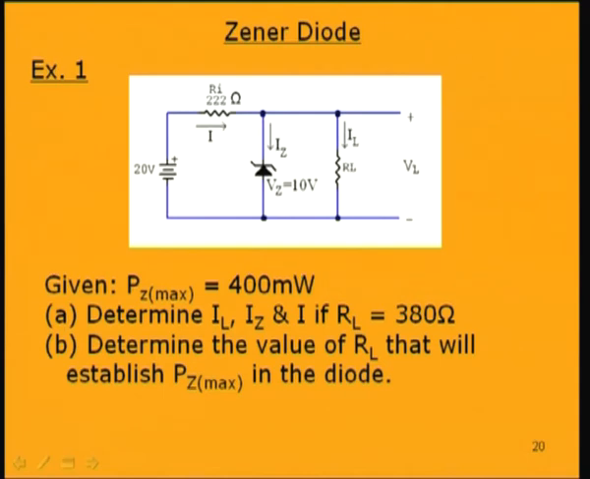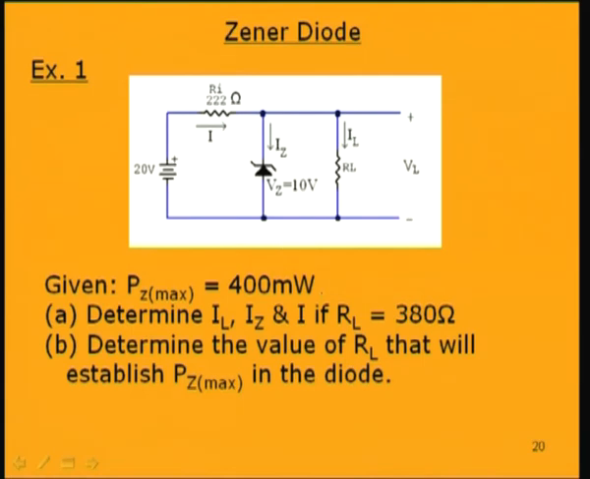You are to find out in part A the load current IL, the Zener current Iz, and the current through this resistance Ri, the current I, if the load resistance is given as 380 ohms. And in part B, to determine the value of RL that will establish the maximum power Pz max in the diode. That is, what resistance RL will cause this maximum Zener power of 400 milliwatt, maximum power dissipation.